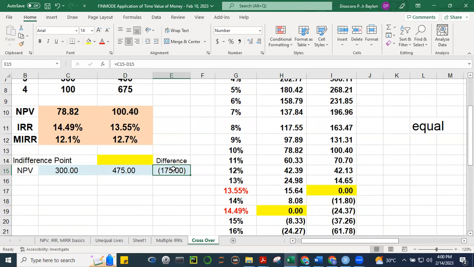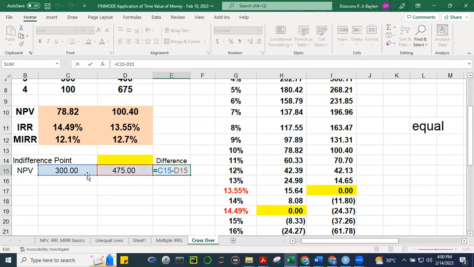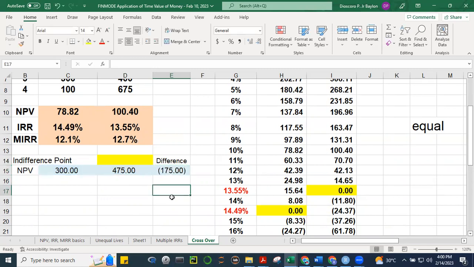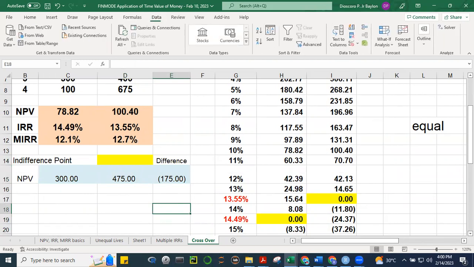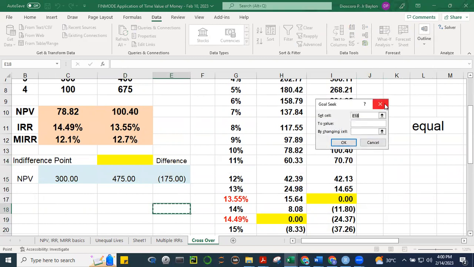So here, tingnan nyo kinuha ko yung difference, no? NPV ni S minus NPV ni L. So tatarget natin dapat 0 to. Okay, so how are we going to do that? How are we going to target the difference should be 0? Okay, so let's go to data, and then nagawa na natin to dati, data, and then what-if analysis and goal seek. Ayan, goal seek dapat.